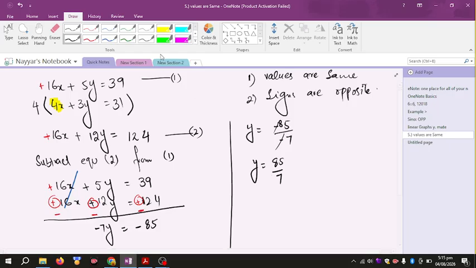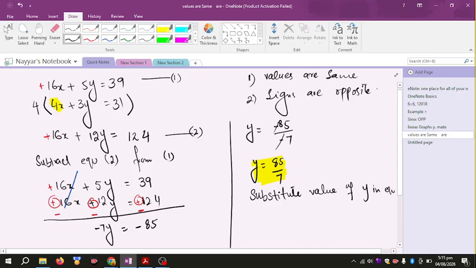Now, this is our value of y. Now we are going to find out the value of x. So what I am going to do is substitute the value of y in equation 1. My equation 1 is 16x plus 5y is equal to 39. So in place of y I am going to substitute its value, is equal to 39. Now we have to solve it as well.